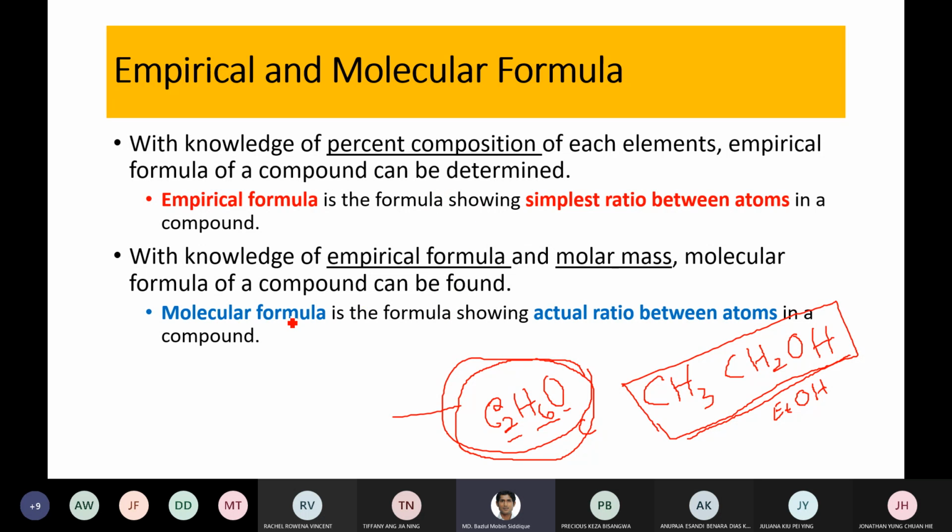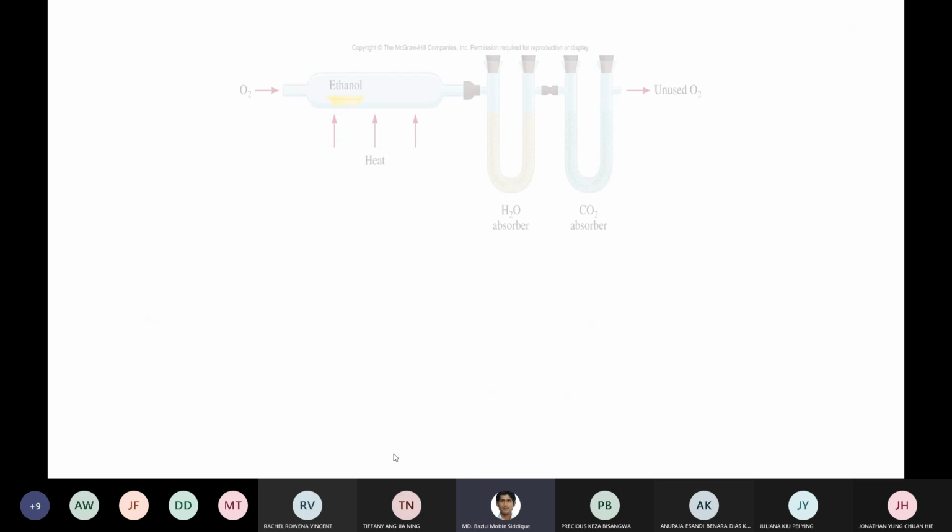So for this empirical formula, we need the percent composition of each element, and then the empirical formula of the compound can be determined from that. For molecular formula, we have to know the empirical formula first, and then the molecular mass of that compound, and from that knowledge only we can find the molecular formula for one compound.